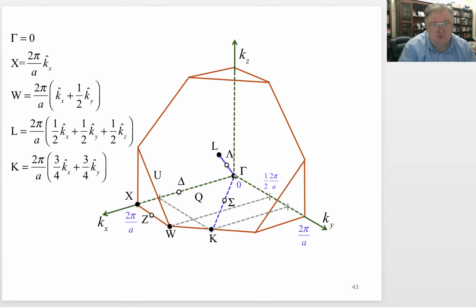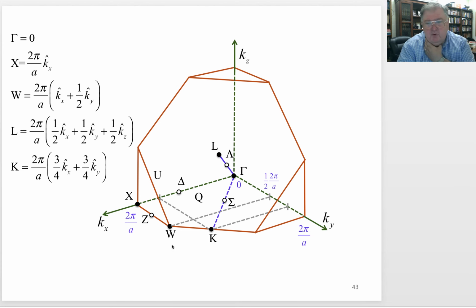If we wanted to go from the origin to the W point, 2 pi over a along the x direction, and we are only halfway, as it's coming right along the bottom of this thing, right? This bottom plane here, the kx, ky plane, you're running a vector from the origin to W. So what are its components? 2 pi over a in the kx direction, and halfway over, 1/2 of 2 pi over a in the ky direction. So there you are for the W point.